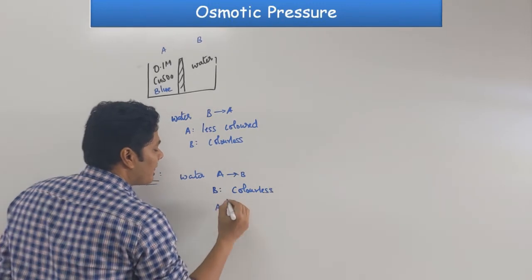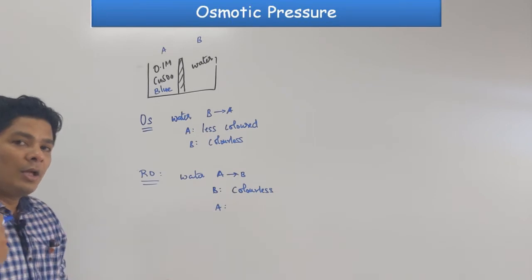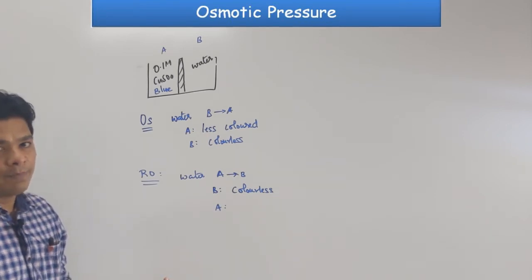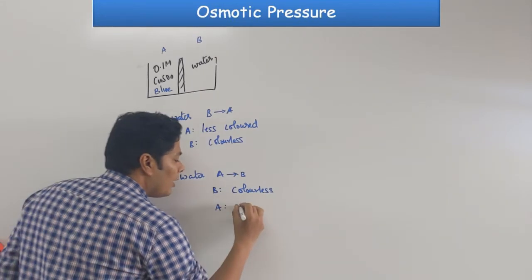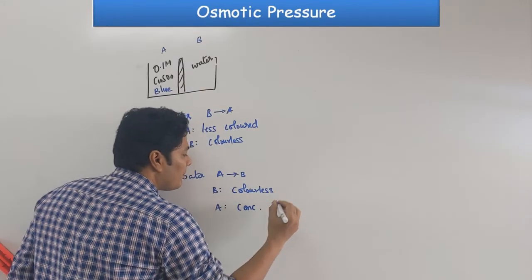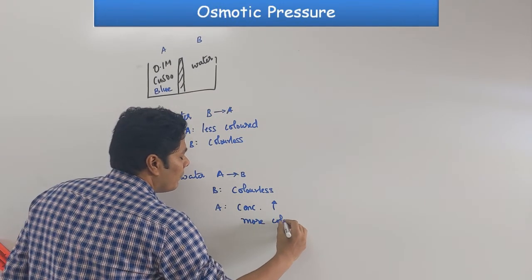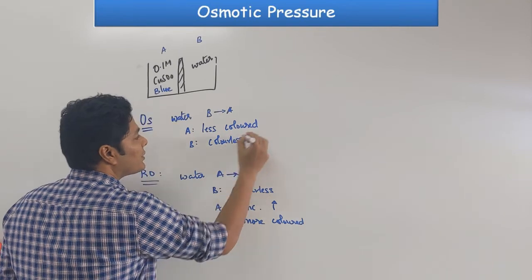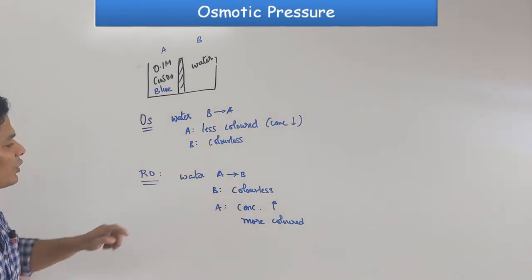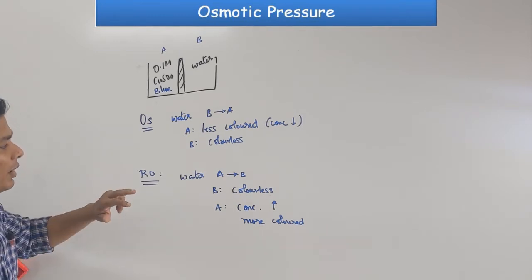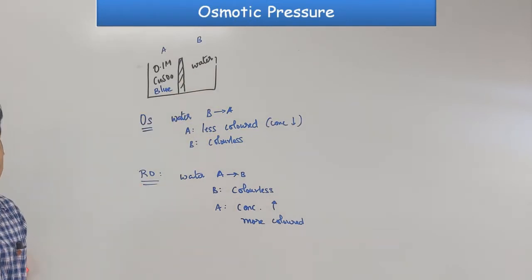What happens to A? I have 0.1 molar copper sulfate solution. I keep removing solvent molecules. If I keep removing solvent, concentration goes up, so it becomes more colored. Here concentration goes down. This is a very good example to understand osmosis and reverse osmosis. In neither case will this solution ever get colored.